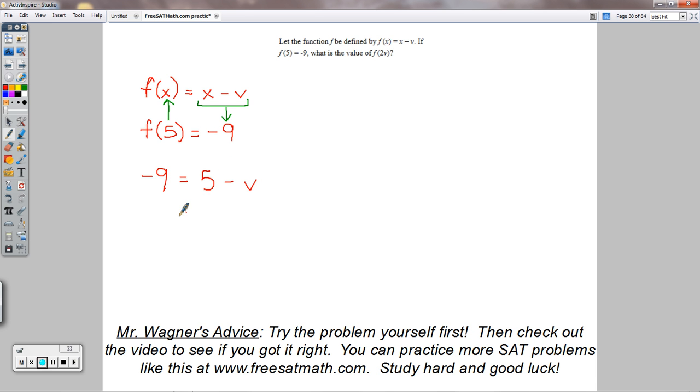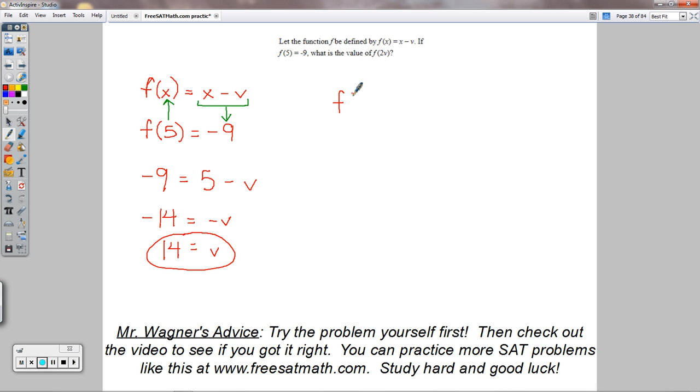So from here, subtract 5 from both sides, and you're left with negative 14 equals negative v, which would mean that 14 equals positive v. So not our final answer, but pretty important piece of information right there. And if we were to plug this back in, we could also check and verify that that worked out. So f of 5 would have been 5 minus 14, which is negative 9. So that works out. V has to be 14 then.